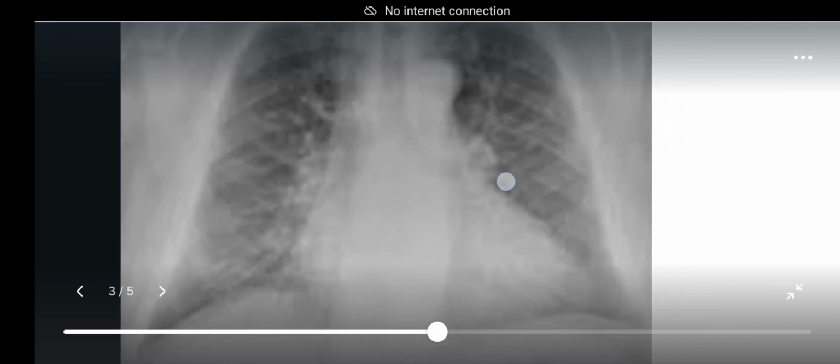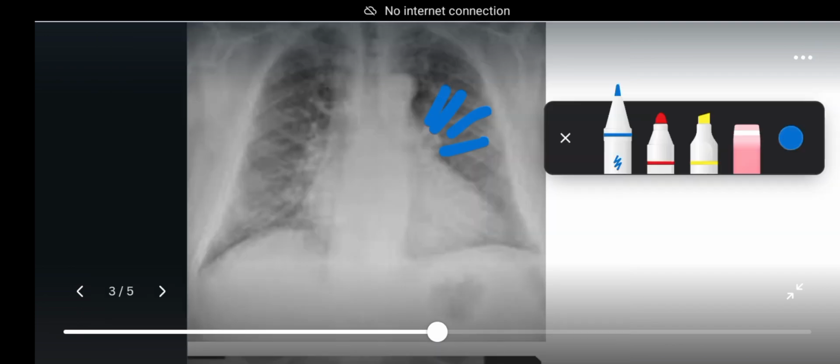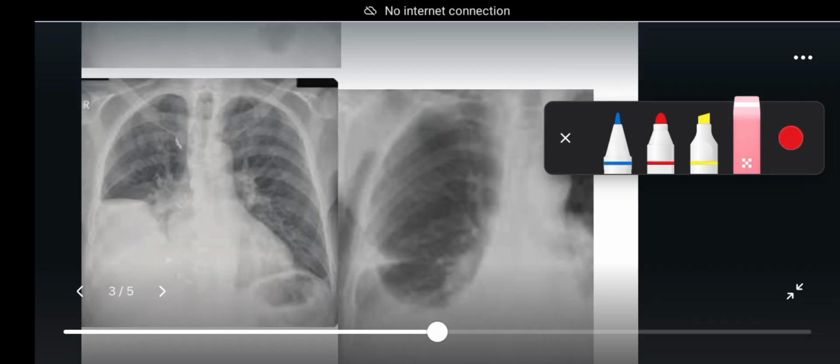So the vessels in the upper part will become larger in size compared to the vessels in the lower part. If you see the upper part vessels, you see they become thicker than the vessels in the lower parts. They become bigger in size. That is a redistribution of blood to the upper parts. We'll look at the second radiographic feature.